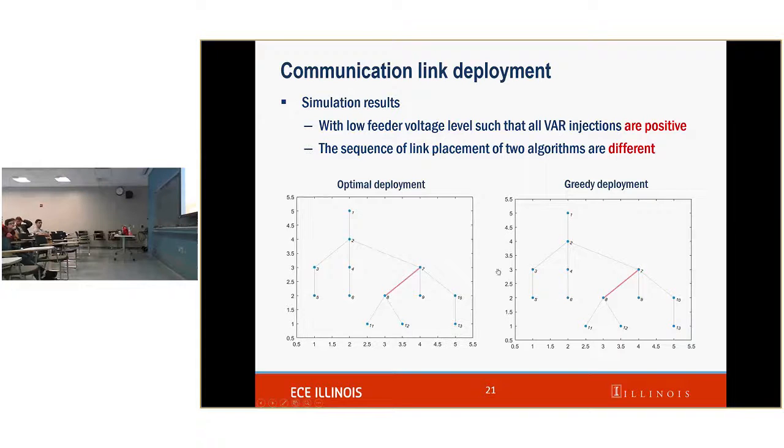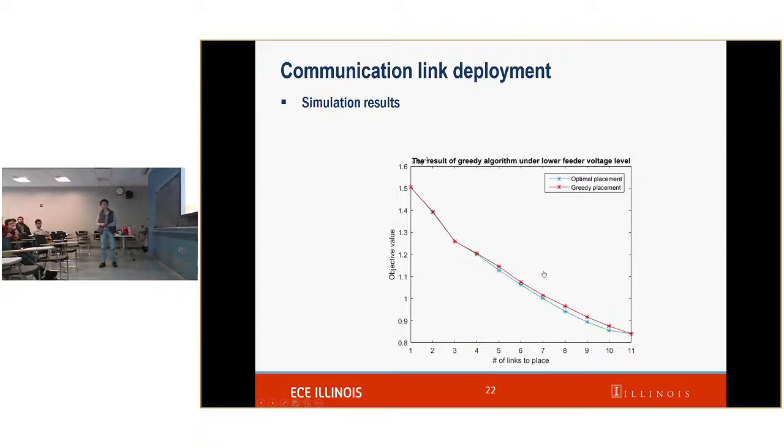Okay. So this shows how the links are placed in this case. You can see that the sequences are kind of different, but in terms of the operational cost, the greedy algorithm is not so bad. So that's what we have for the numerical test for this problem.